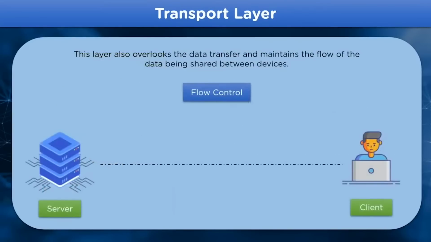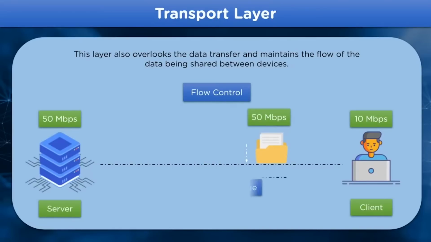This layer also performs a very crucial part, which is flow control. Let's understand flow control over the network channel through a small example. In this example, the server has a capacity to send 50 Mbps of data at once, whereas the receiver side has a capacity of 10 Mbps. When the data is transferred from the server to the client, it transfers 50 Mbps. But it isn't possible to transfer all this data at once due to the lower capacity on the client side, which is why flow control is required, which is provided to the server side by the transport layer.